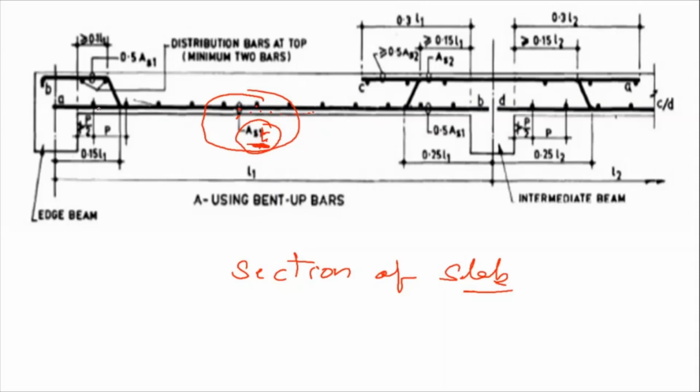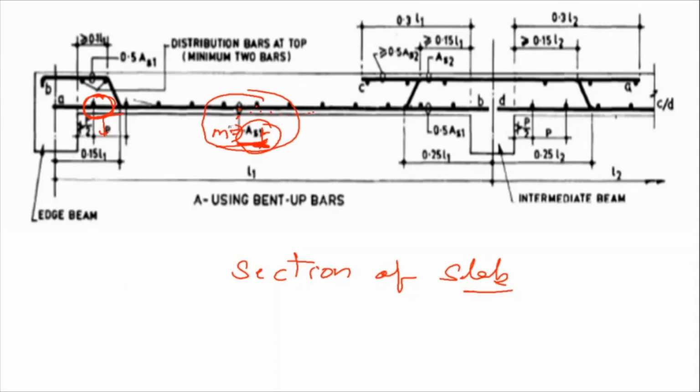But if you take the bending moment here at this edge, it will be 0 actually, because it is a discontinuous edge. So here the bending moment will be 0. Now for the bending moment of M, you are providing the area of steel as Ast. So if the bending moment is 0, do you need to provide any steel here? Actually speaking, no.